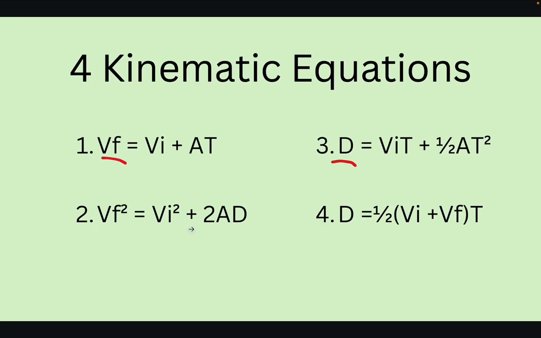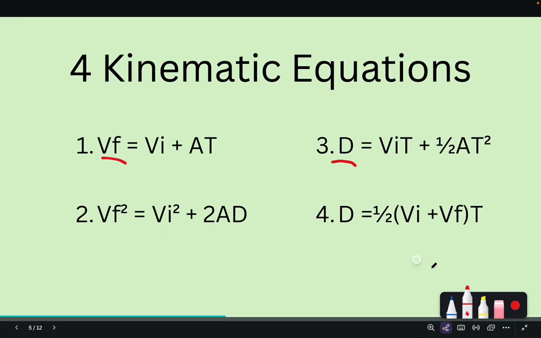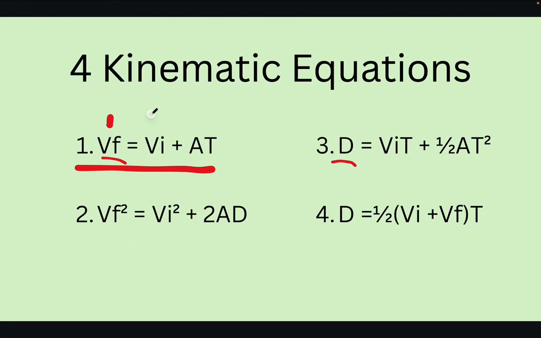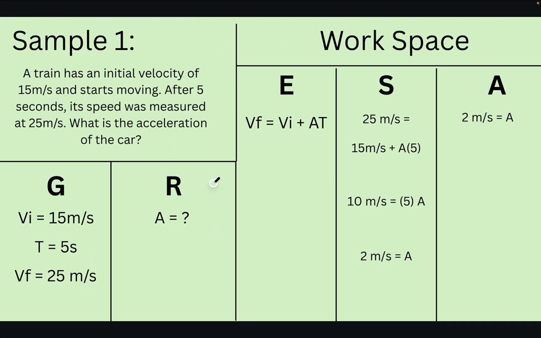Because of this, it makes the most sense to go for number 1 over here, because we have the final velocity, the initial velocity, and the time already. All we're looking for is the A, the acceleration, which means we can use all these other variables and manipulate the equation to find A. The way this is done is actually pretty simple.